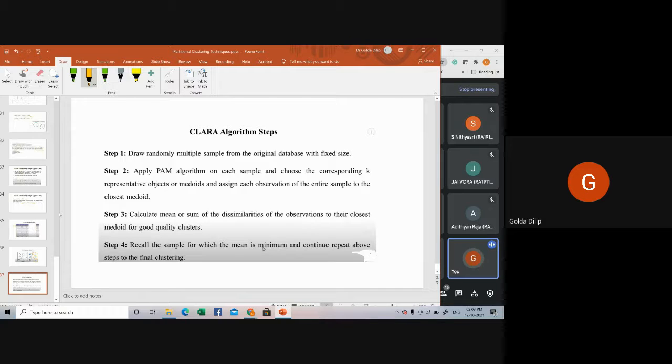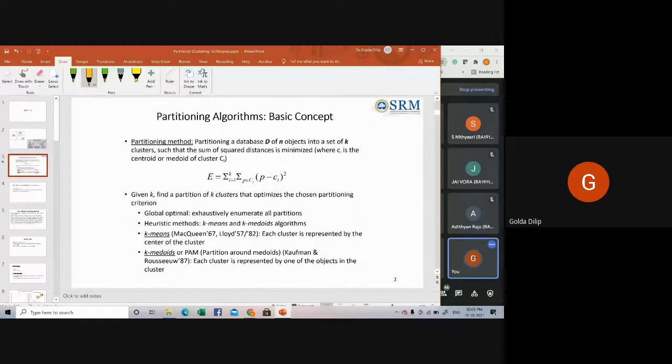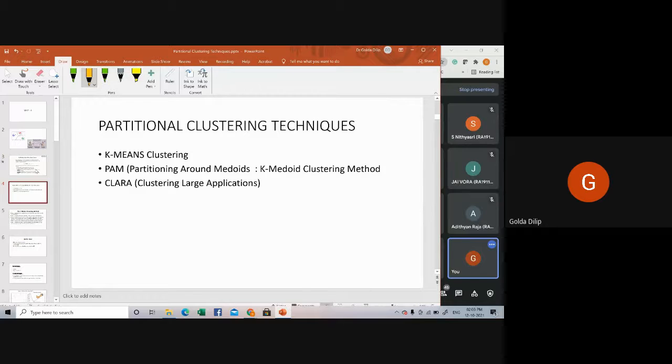Okay, so that completes our partitioning clustering techniques. What are the three partitioning clustering techniques that we have discussed? Next, we need to start with the next technique. These are the three partitioning clustering techniques: one is the k-means clustering technique, then the k-medoids clustering technique, which is nothing but PAM, partitioning around medoids, then an improvised version of PAM, CLARA.